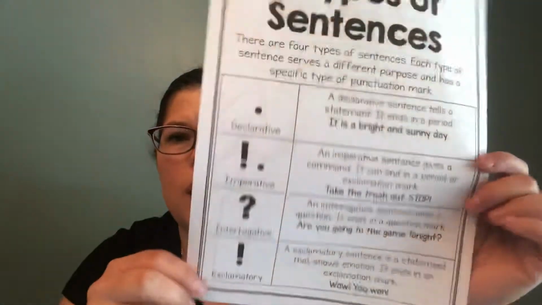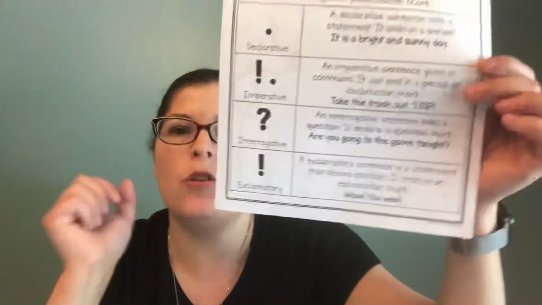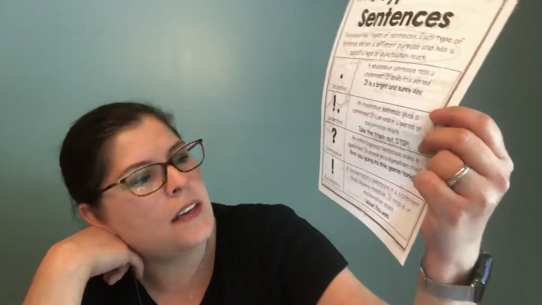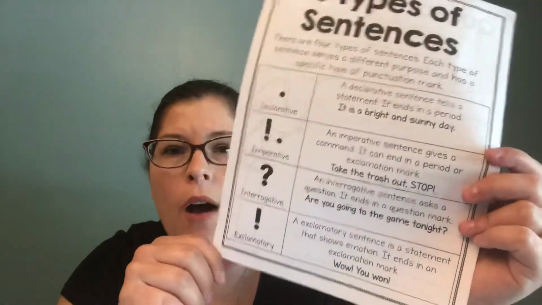Interrogative, that's asking a question. Always ends in a question mark. Are you going to the game tonight? No, the game is canceled. All right, and exclamation or exclamatory. That is a sentence that has strong emotion. So it ends in an exclamation mark. Wow, you won! Exclamation mark. So we're gonna look at some of those.